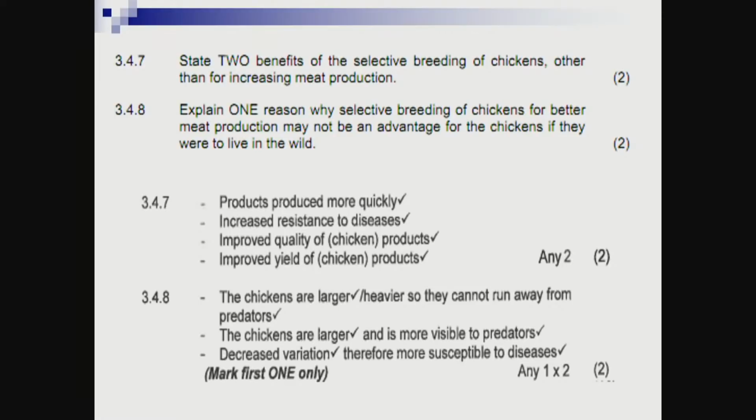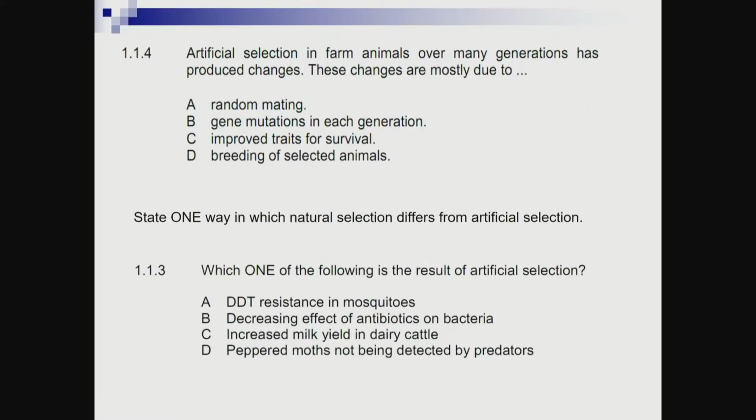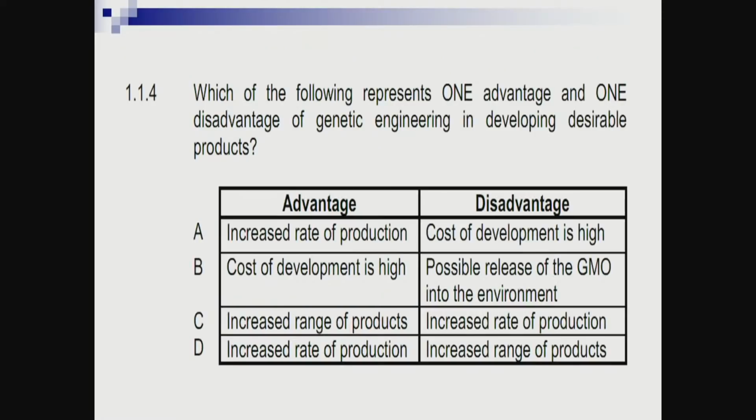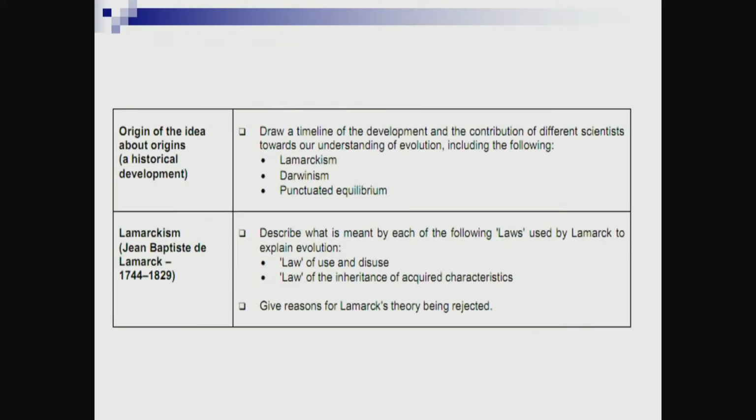Again, a lot of questions like: state two benefits of selective breeding of chickens other than for increasing meat production. Typical questions on genetic engineering, but remember now selective breeding is also in evolution, and that is why these questions are complementary to one another in paper 2. A lot of questions on artificial selection, so the learners must know what it is and what the difference between them is.